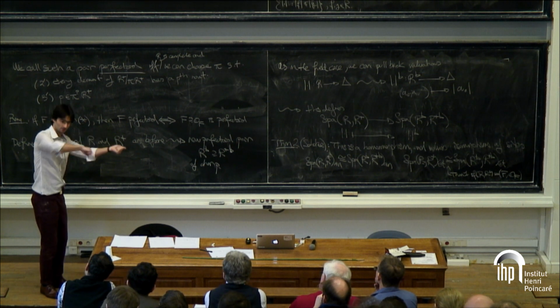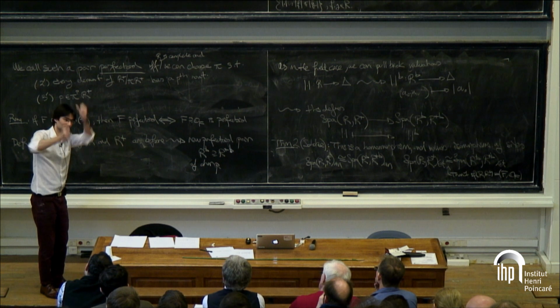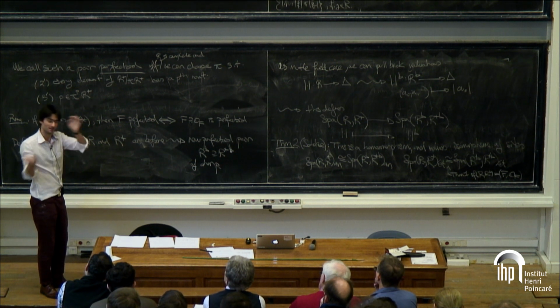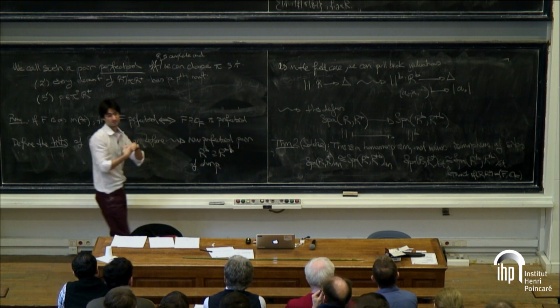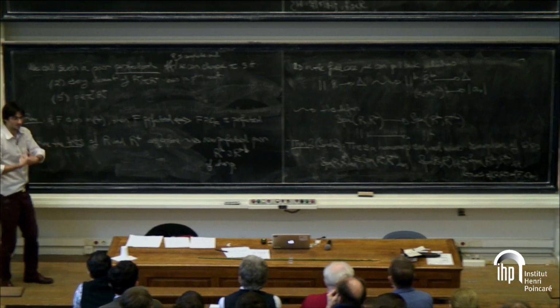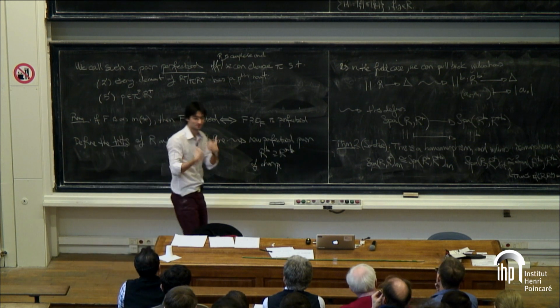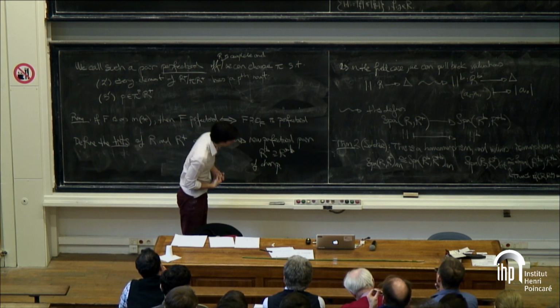And then you can tilt all of these local perfectoids which you've used to cover your variety, and you study what's going on on the tilted side using methods of characteristic p geometry, and then you untilt back. And the conclusion is theorems on your original characteristic 0 side through characteristic p methods.